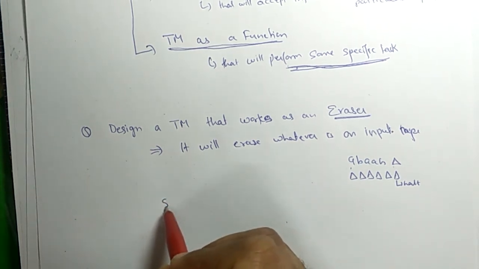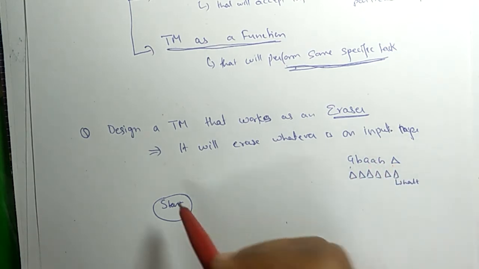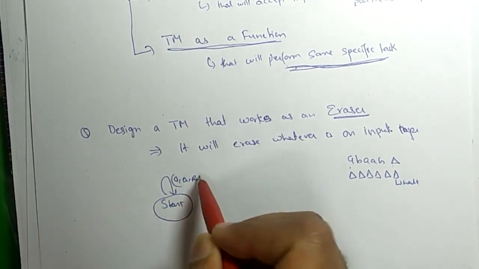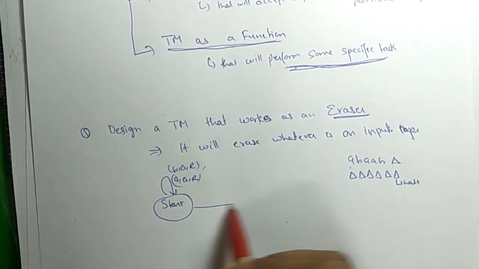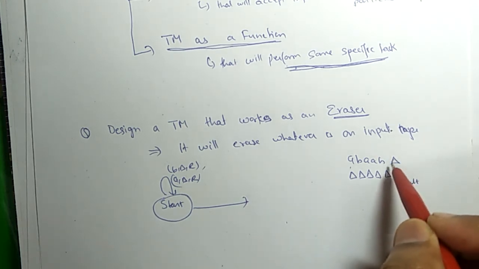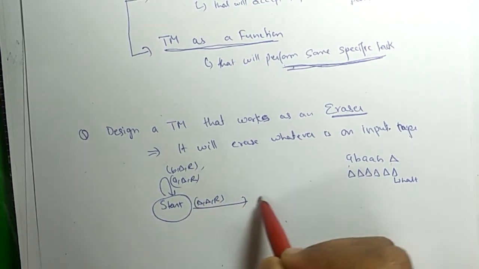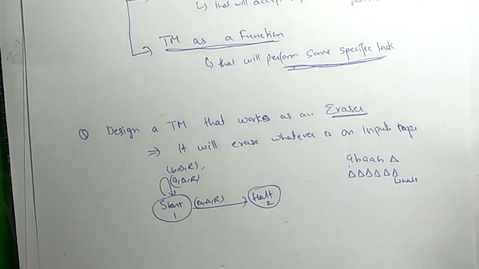So it is very simple. If we read A or B, we have to replace them by the blank symbol. If we read A, make it blank, move to the right. If we read B, make it blank and move to the right. So at the end you will reach the blank symbol that is already on the tape, and here you will halt. This is state 1, this is state 2. So this Turing machine is not for a particular language, but it is a Turing machine that will perform the task of an eraser.